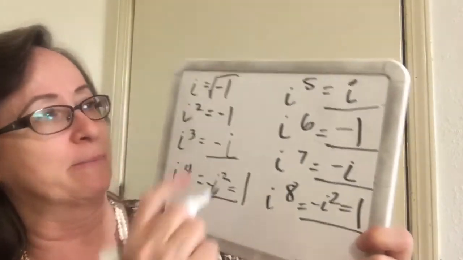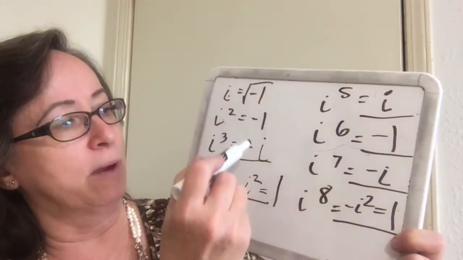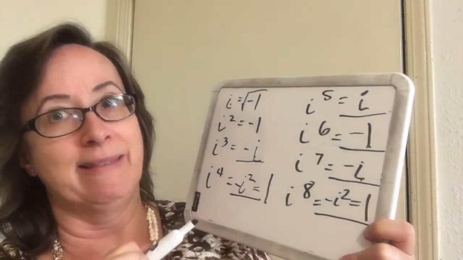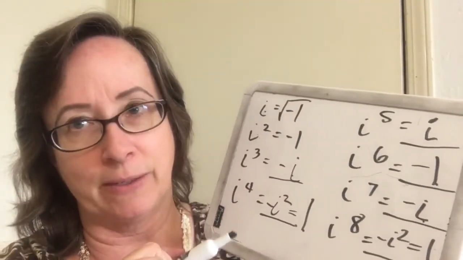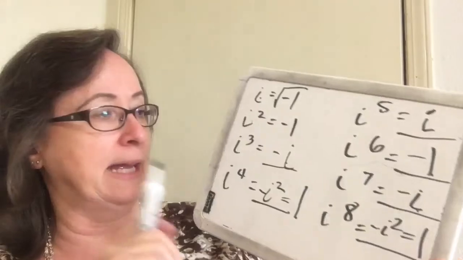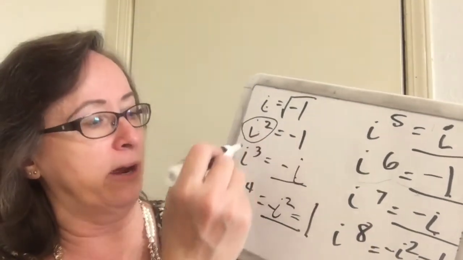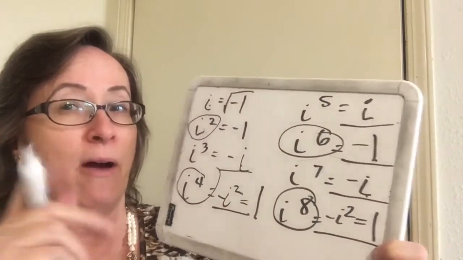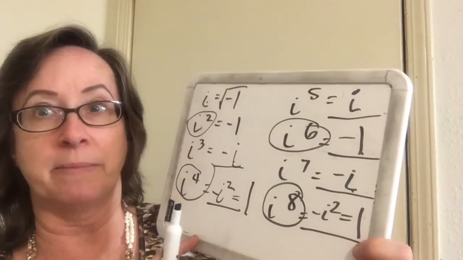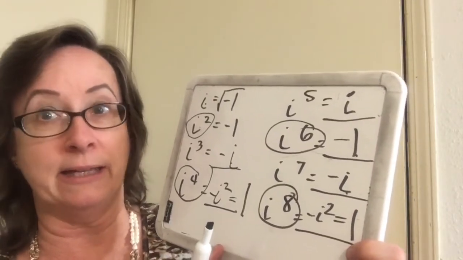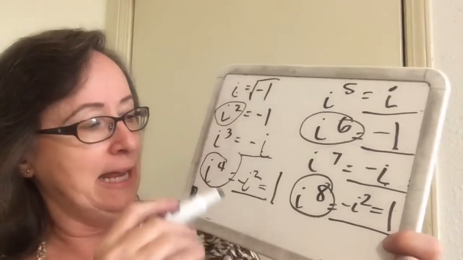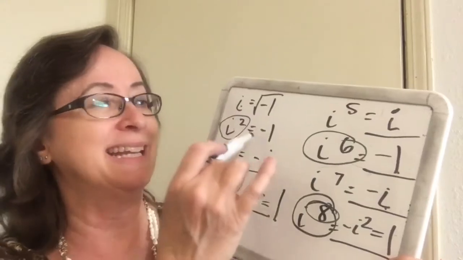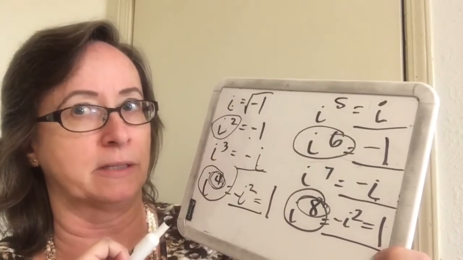Okay, now notice what's happening. i, negative 1, negative i, 1. i, negative 1, negative i, 1. That sequence continues forever. So, notice a couple of cool things. If I have an i squared, an i to the fourth, an i to the sixth, an i to the eighth, an even-powered i will give a real number, and that real number will be 1 or negative 1. It will be 1 if that power is a multiple of 4. It will be a negative 1 if it's even but not a multiple of 4.